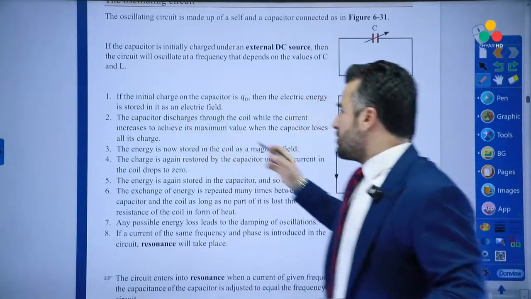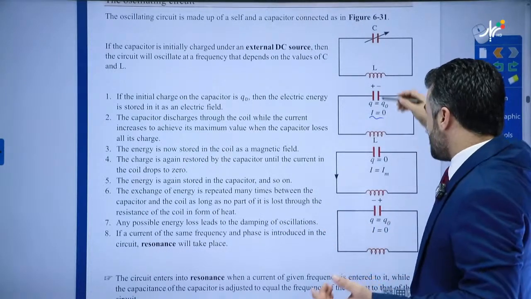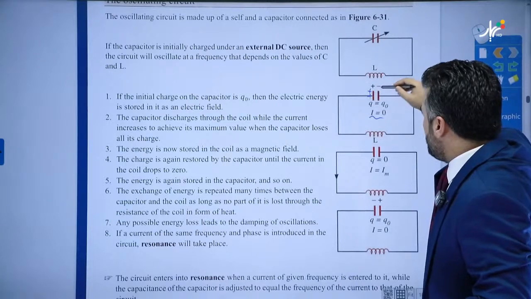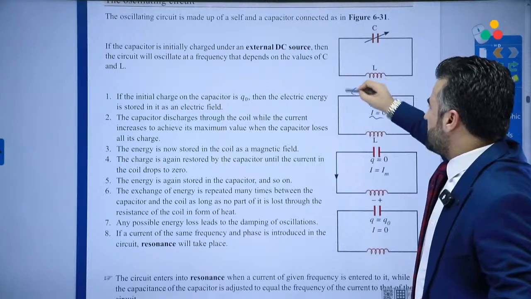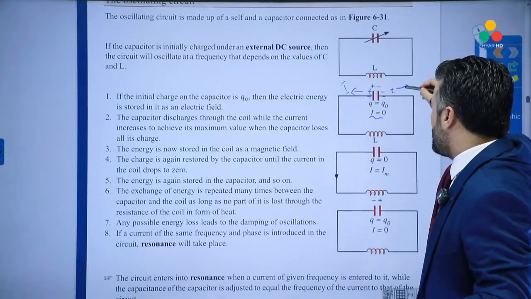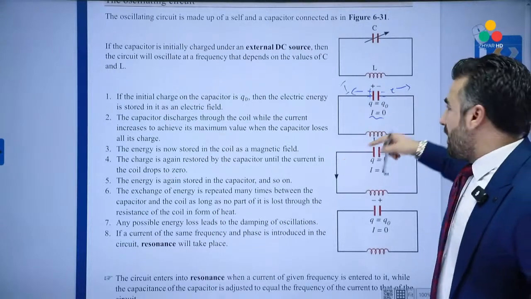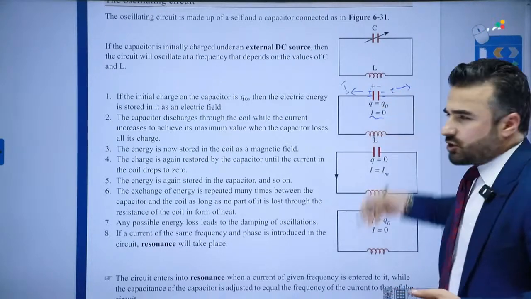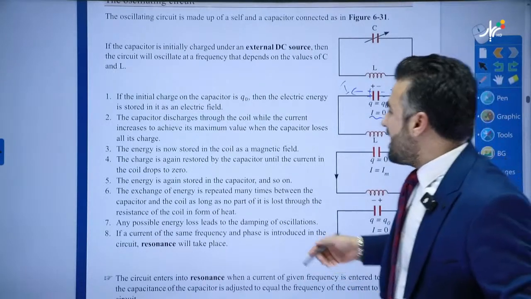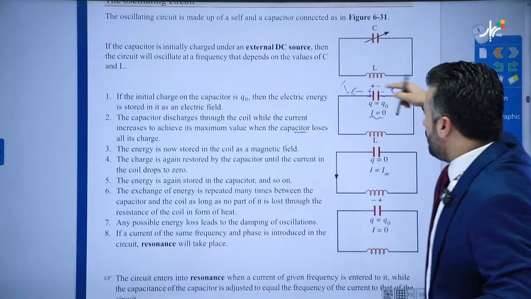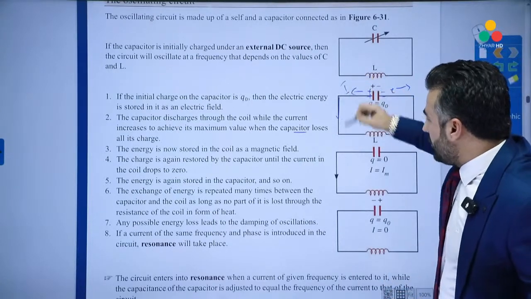Then the capacitor discharges through the coil while the current increases to achieve a maximum value. So of course, now you can see here, this side is positive, and the other side is negative. Let's say that the charges are going to move, using, let's say this is the direction of the current, even though electrons will move in the opposite direction. So the charges start to move through the circuit, all right? And once the charges start flowing, the flow of charge increases more and more until it gets to a maximum value. When the capacitor loses all its charges, that is the point when we have maximum current passing through the circuit here.